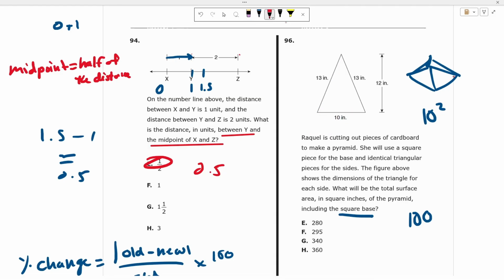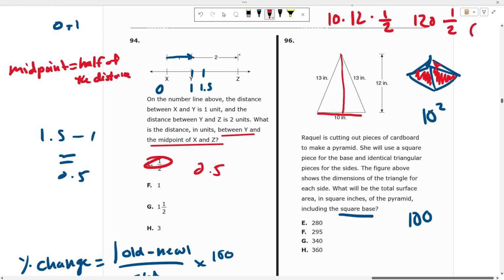Remember that each one of these is a side to that triangle, okay? Which means I need to find the area of it. Well, the area of a triangle is just 1/2 base times height. I know my base is 10 inches, okay? So here I have 10 times my height, which is 12, times 1/2. So 10 times 12 is 120. 120 times 1/2 is 60. So the total area of each side is going to be 60.